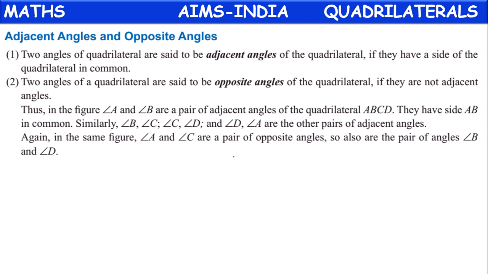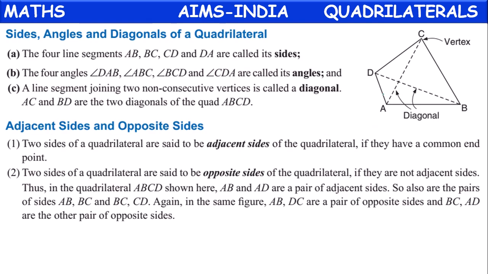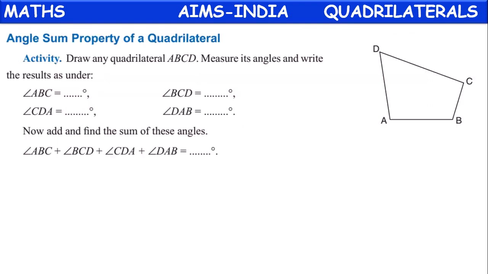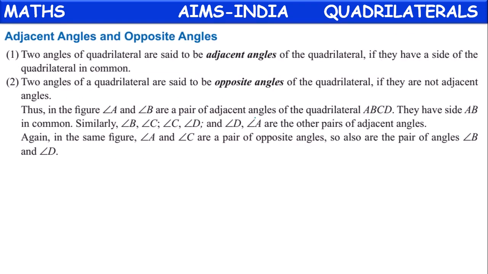So in this diagram, angle A, angle B is a pair of adjacent angles; angle B, angle C is a pair of adjacent angles; angle C, angle D is a pair of adjacent angles. Angle B, angle D is a pair of opposite angles, and angle C, angle A is a pair of opposite angles. Like that, we can have adjacent angles and opposite angles.